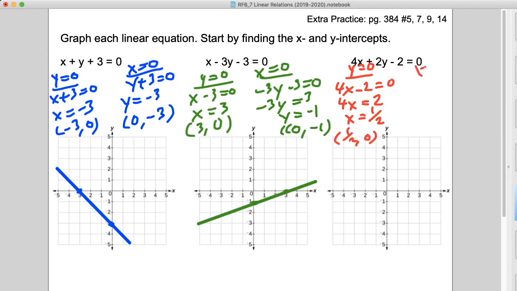Then when x is equal to 0, what that means is instead of having 4 times x, I'm going to have 4 times 0, which is 0.